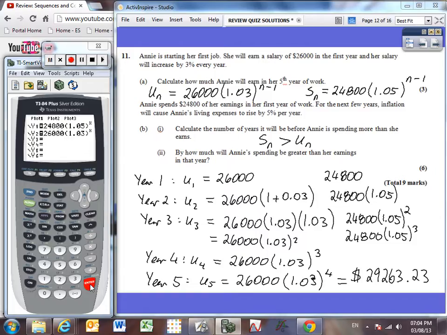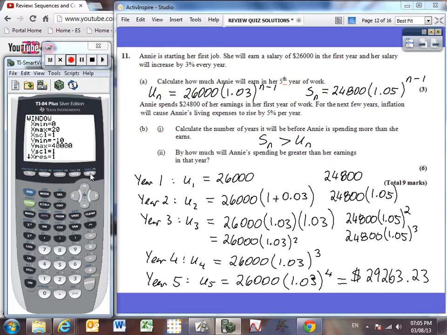Now, in order for me to be able to see these values on the graph, I have to understand that they're going to start from about 26,000 and then be growing. So as I go to my window, let's make the y-max really quite big. Maybe 40,000.